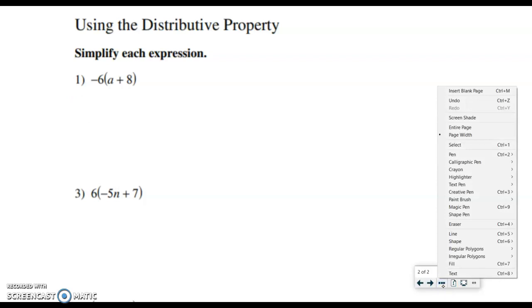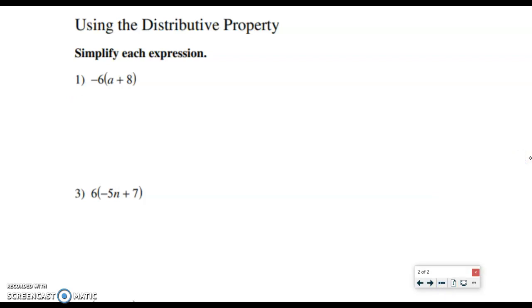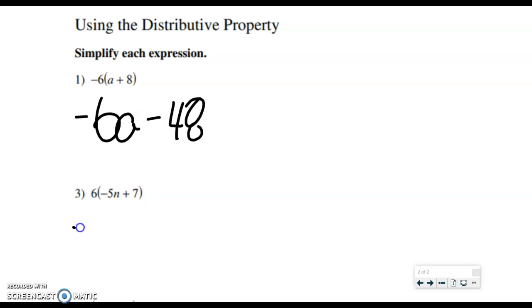I guess my pen disappeared. So negative 6a. Okay, and now we have negative 6 times positive 8. So that would be negative 48. Sorry about the sloppy writing. I'm writing with my finger, and it's not that easy. So number 3, 6 times negative 5n would be negative 30n. And then 6 times positive 7 would be 42. And we keep the plus sign. So negative 30n minus 42.